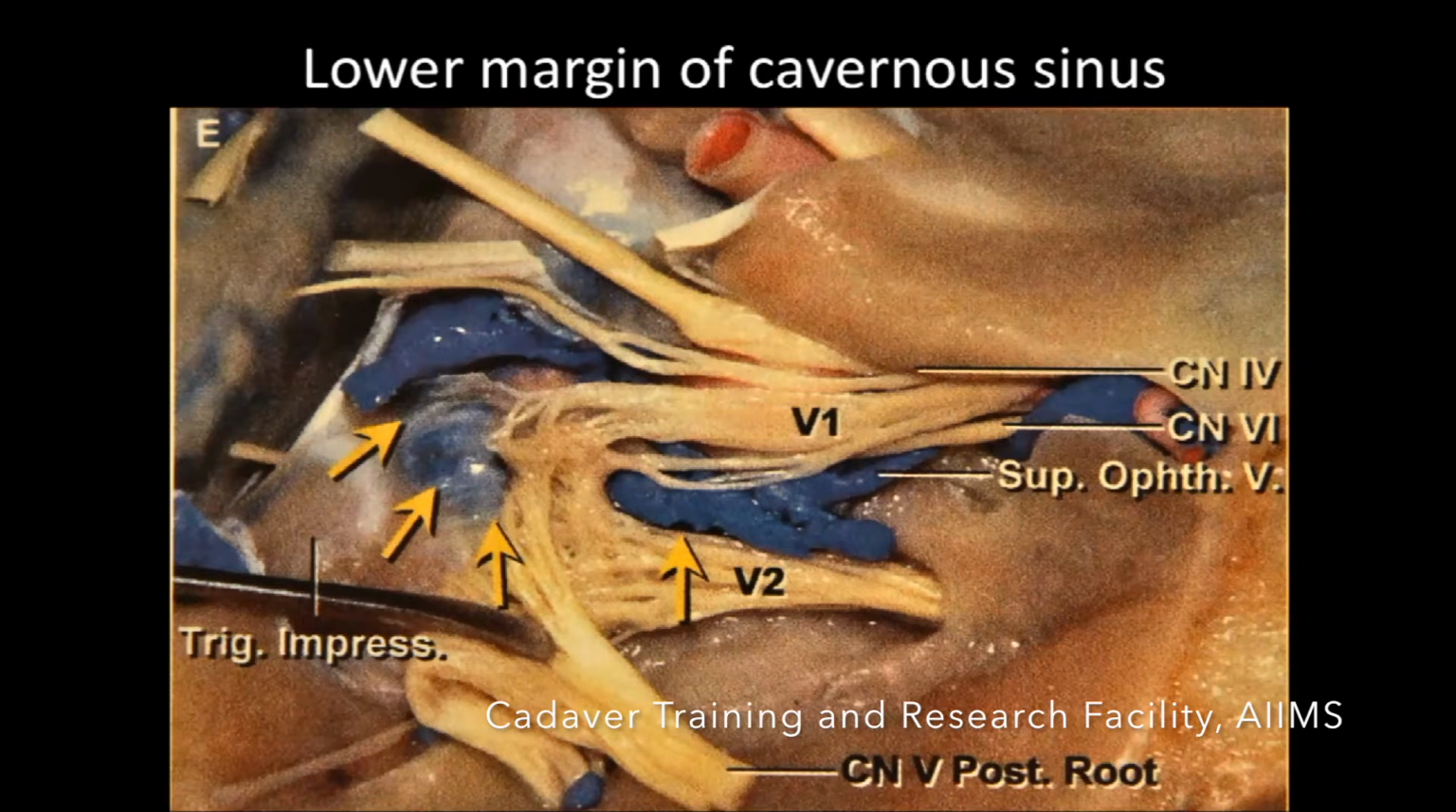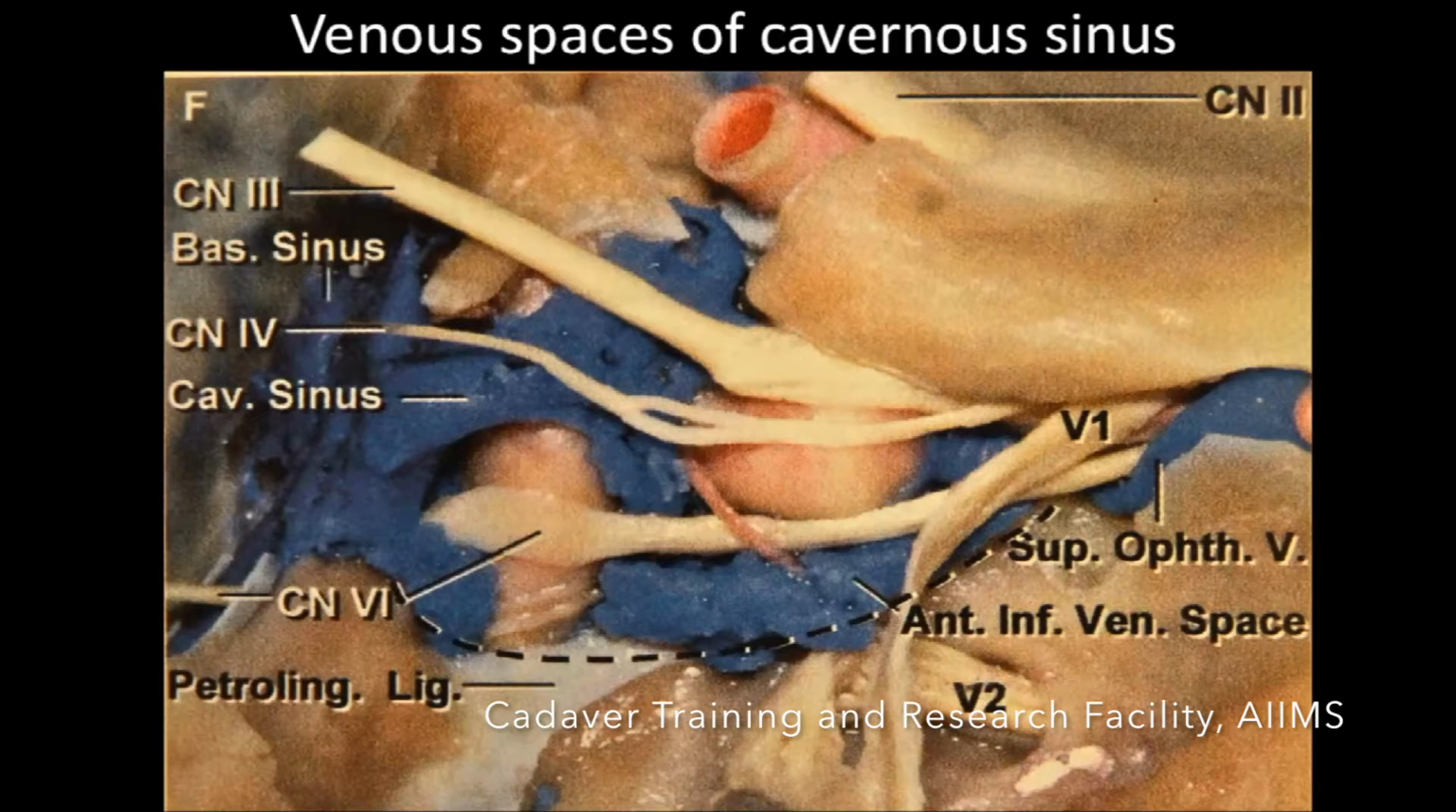All tumors which arise from the dura of the clinoid process are not cavernous sinus tumors. So clinoidal meningiomas are extracavernous, paraclival or extracavernous, Meckel's cave or extracavernous. Only when they follow the cranial nerves along the cavernous sinus do they become true cavernous sinus tumors. Posterior superior venous space, anterior inferior venous space, petrolingual ligament. You saw the petrolingual ligament at the anterior end of the carotid canal underneath the Gasserian ganglion.